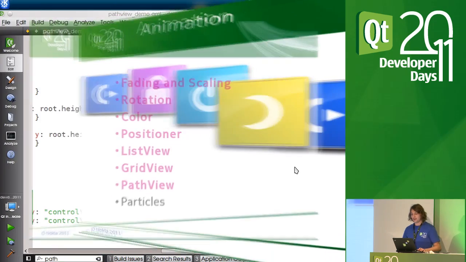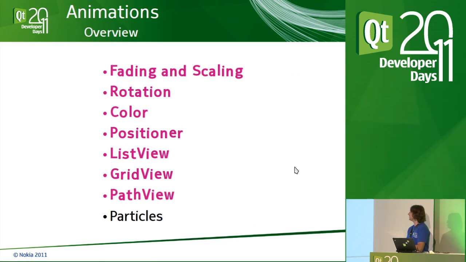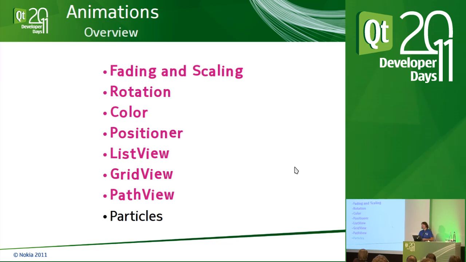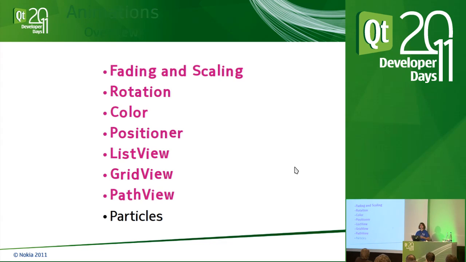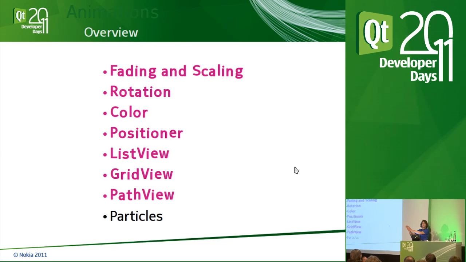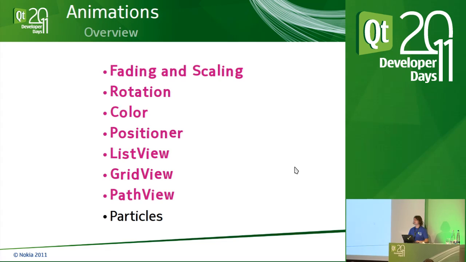Really fun. Cool. So we had fading, scaling, rotation, color, positioners, ListView, GridView, and PathView. And I'll just show you another thing, which is particles. It can really distract if you put it into your user interface. But maybe you can add some highlighting, like what is the current element in a list, for example, or in a menu. You can shoot some particles every second, just to give it a bit of a highlight. Or if you want to focus, okay, this is your next action on the user interface, shoot some particles in this direction.